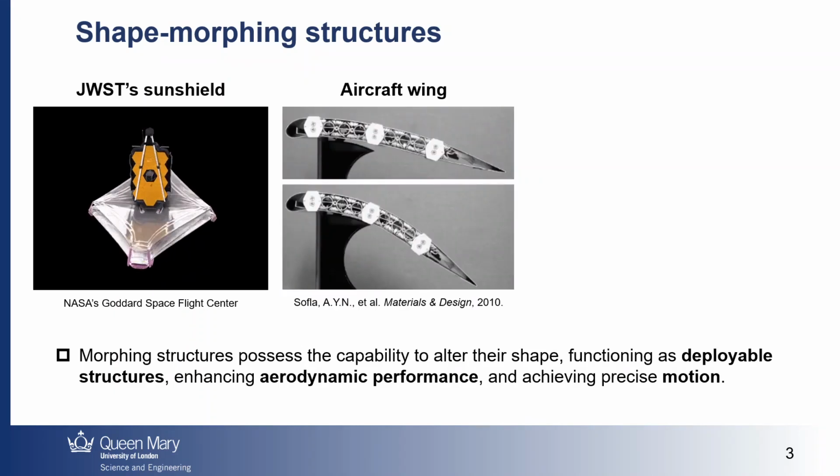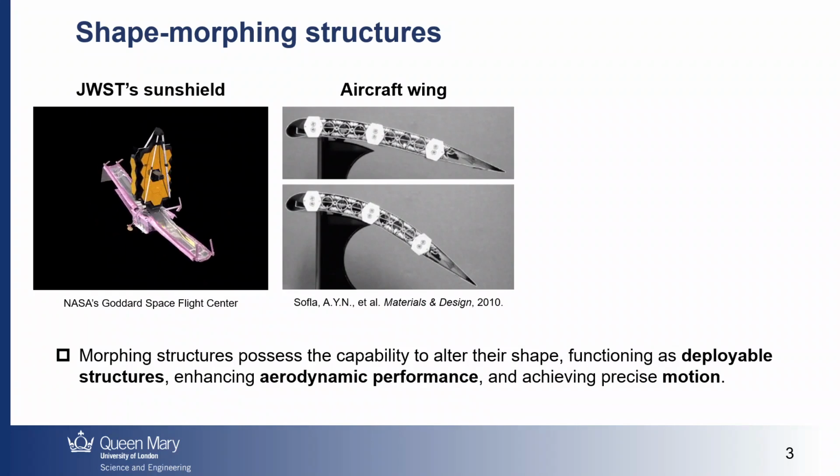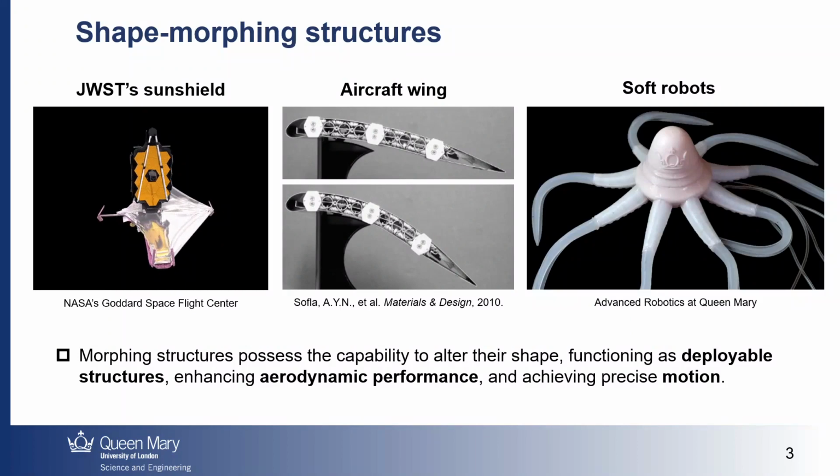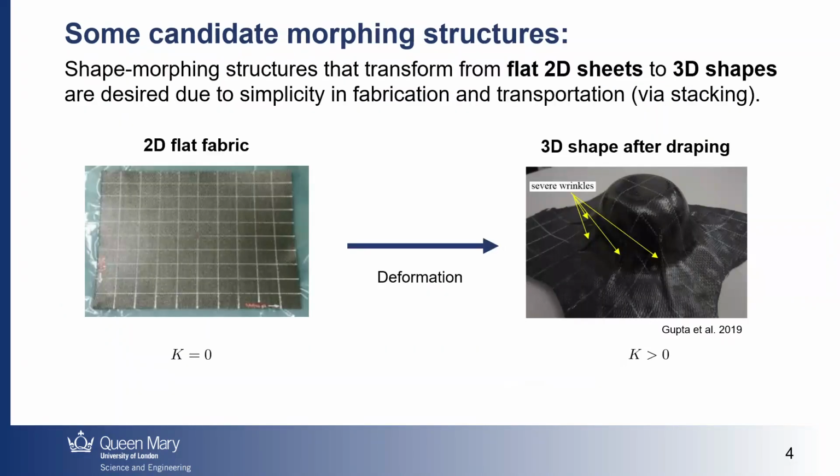You can also use them for enhanced aerodynamic performance of aircraft wings. Furthermore, you can use them to achieve precise motions in soft robots. So how are we going to achieve morphing? The existing candidate morphing structures are, for example, shape memory alloys, pneumatic structures or hydraulic structures.